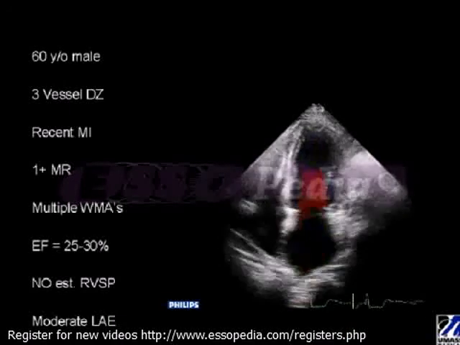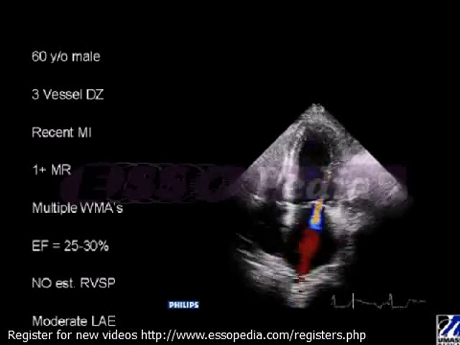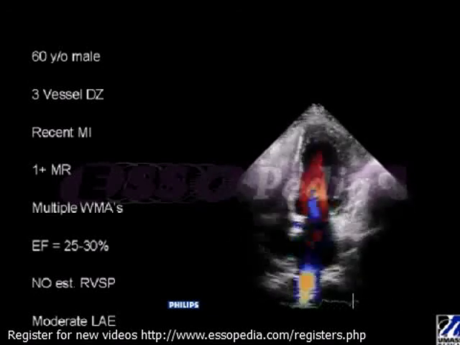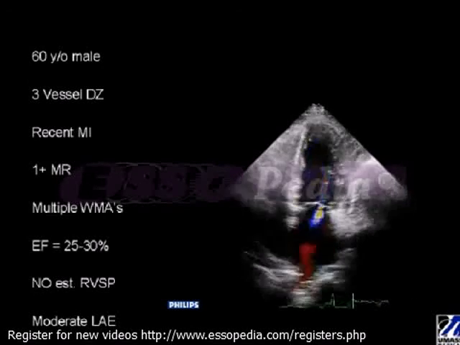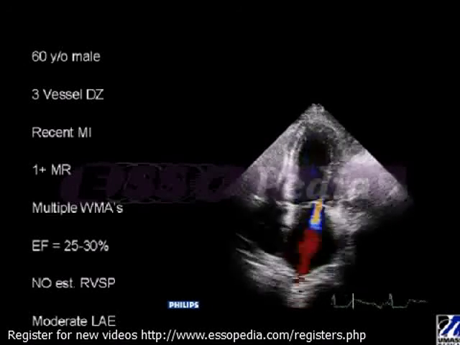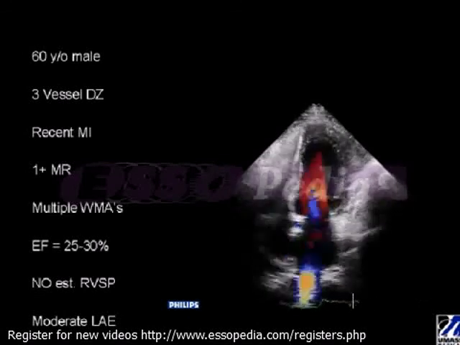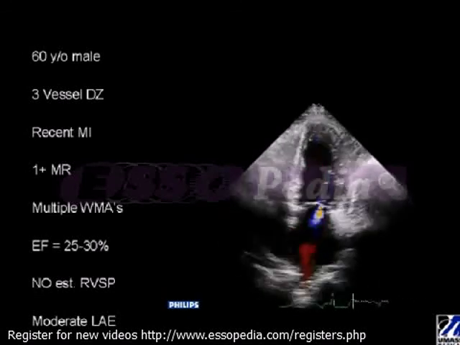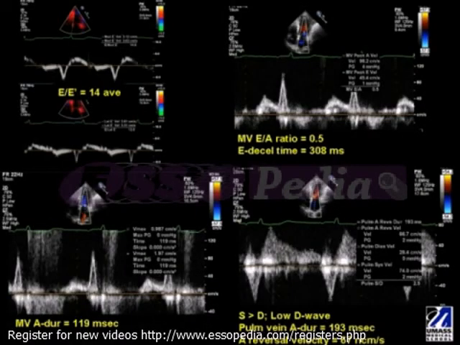So here's another case of a 60-year-old male with 3-vessel disease, recent MI, has 1+ mitral regurgitation, has multiple wall motion abnormalities, as you can see, with an EF of 25 to 30%. No estimated right ventricular systolic pressure, with moderate left atrial enlargement. You see here to the top left the corresponding Doppler tissue waveforms, and you see DTI obtained from both the septum and lateral annulus. We have an average E to E prime ratio of 14.